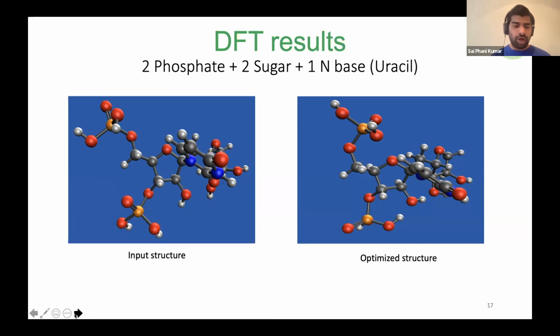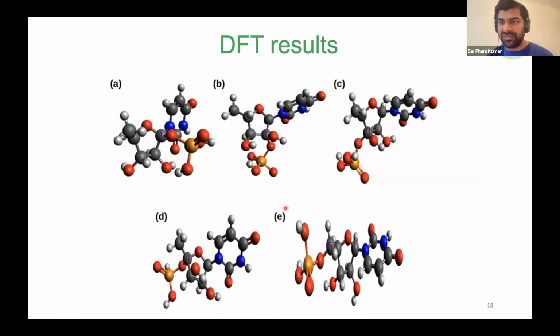These are different combinations which we have explored in DFT computations. As you can see, these are the 5 unique configurations generated for the interaction of a single ribose sugar, a single nucleobase and a single phosphate molecule. They are numbered 1, 2, 3, 4, 5, from A to E.